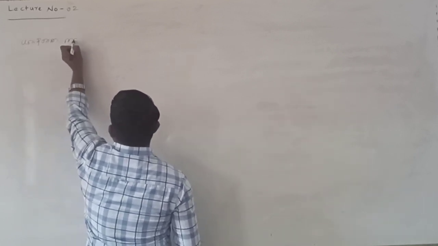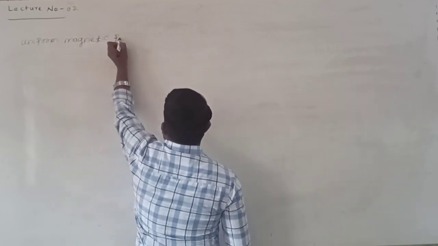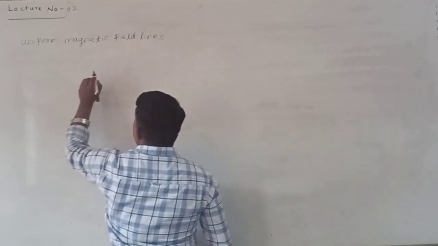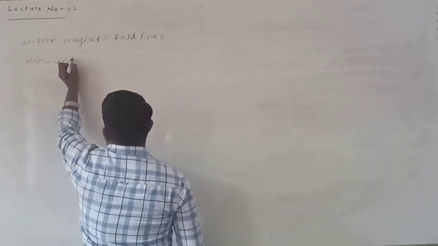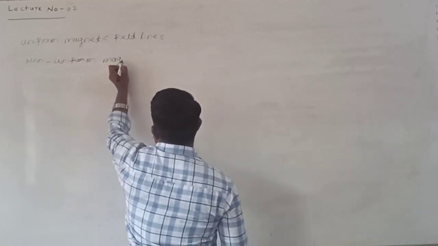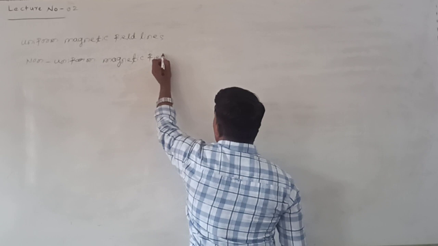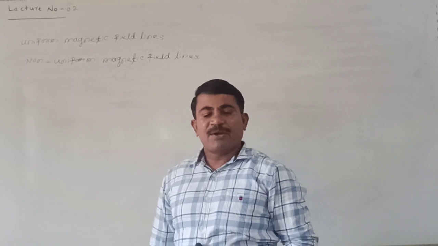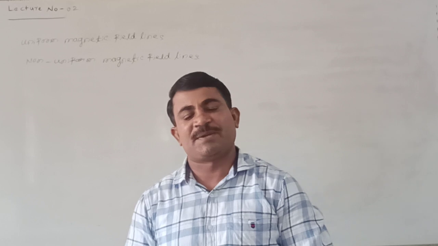Uniform magnetic field lines, and second one is non-uniform magnetic field lines. Magnetic field lines, right? Now the question is how we can represent the uniform magnetic field and what the definition is.